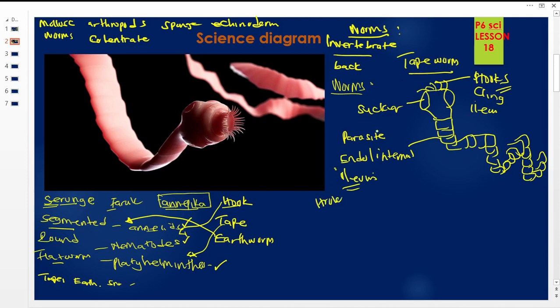Then these suckers enable it to do what? To feed, because it is living in the ileum, and in the ileum we have digested food, so it feeds on digested food. And this is a common question: how is the feeding of a tapeworm different from that of a hookworm? A hookworm feeds on blood and a tapeworm feeds on digested food.